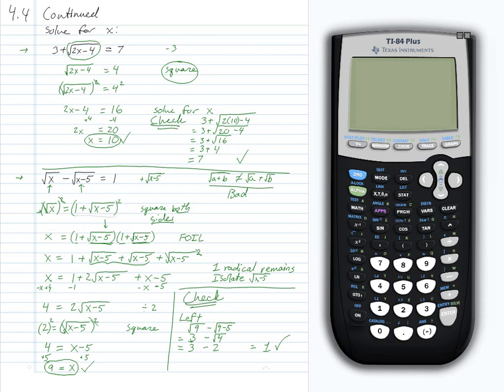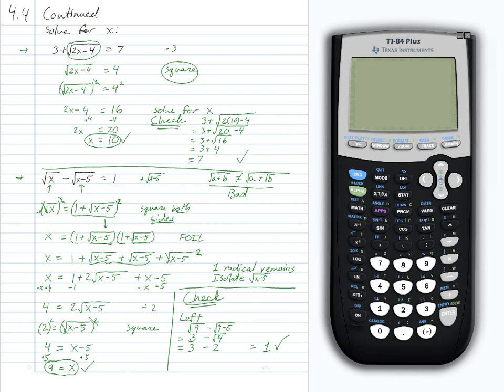And that's how you'll have to handle those, where you encounter more than one radical. And you've got to be really careful with the algebra involved. Remember, if you're squaring a binomial like this, you have to FOIL. Squaring 1 plus radical x minus 5 is not the same as squaring 1 and adding the square of radical x minus 5.